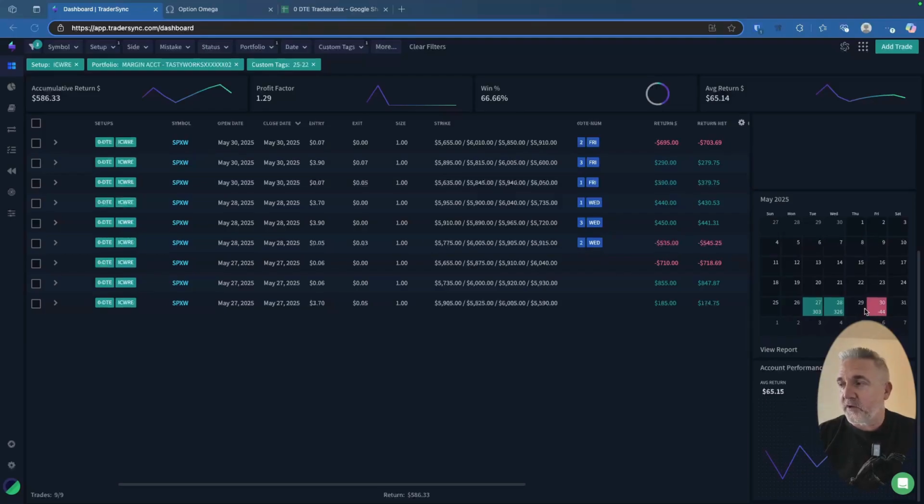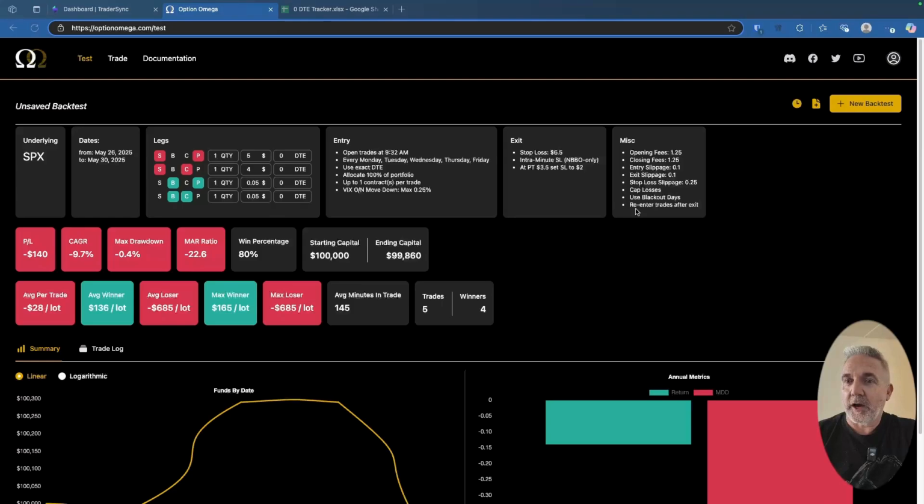And I had profits on Tuesday and Wednesday and a relatively small loss on Friday. But overall, it was a profitable week for this strategy. But let's go ahead and switch over to the backtester to see how the backtest results compare to my real world results. All right, so here are the results from the backtester.